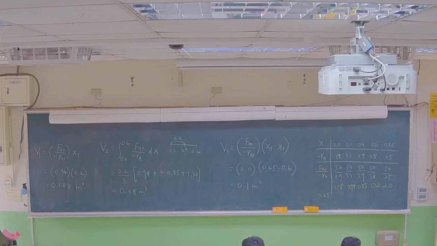And from the table, remember to calculate FA0 over reaction rate. So originally, maybe this information is not shown in the table. You have to calculate FA0 over minus RA. It is a very important term for calculating the volume of reactors.